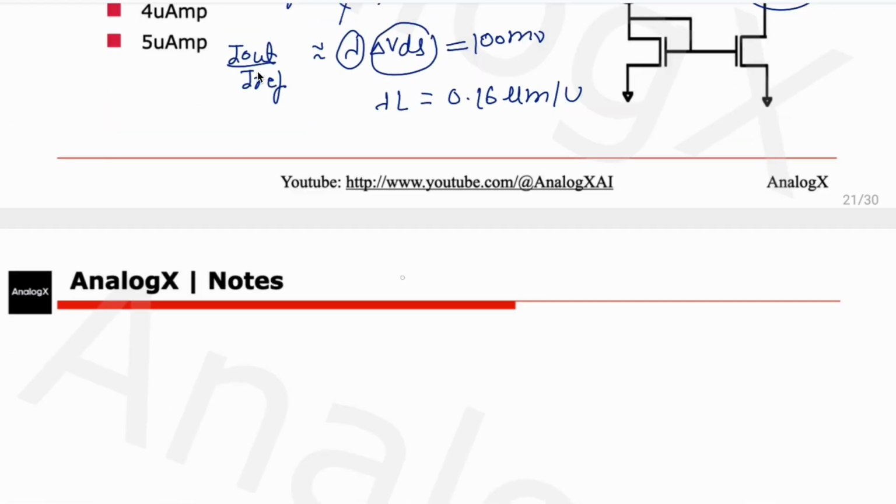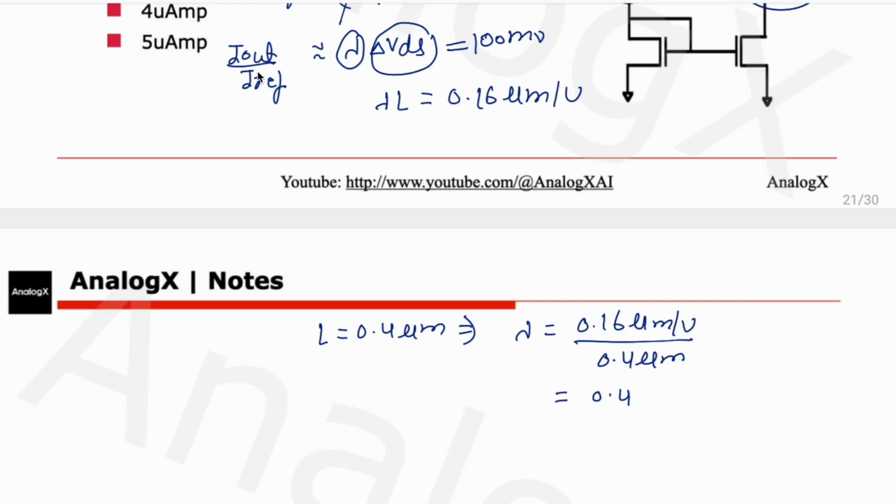They have given length equal to 0.4 micrometer. So lambda will be 0.16 micrometer per volt divided by 0.4 micrometer. So that will come as lambda equal to 0.4 volt inverse. Okay, so now put this value.